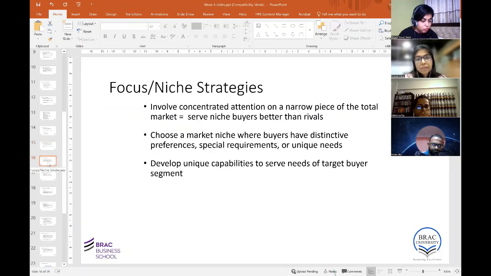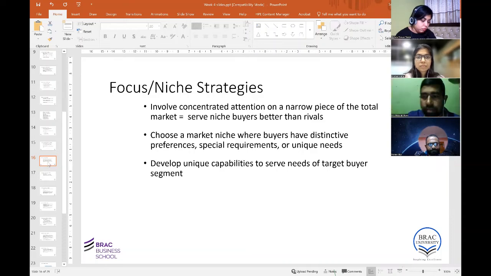Okay, and the last one, according to Michael Porter, is focus strategy or niche strategy. This is another interesting one. Are you guys really enjoying or understanding what I'm saying? Because I've been talking for a long time, so just a quick brain break. Is this making sense to you? Yes, sir. Okay. That's good.